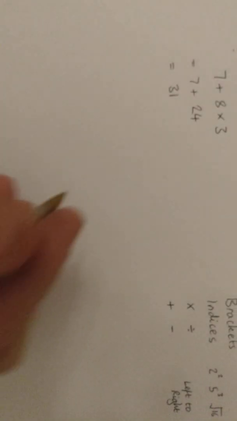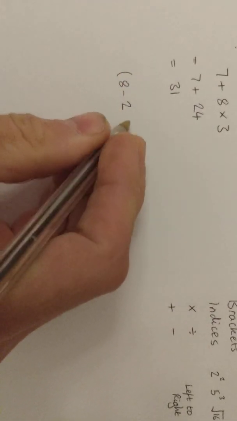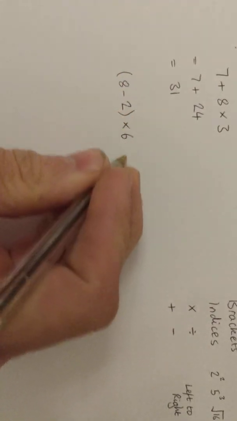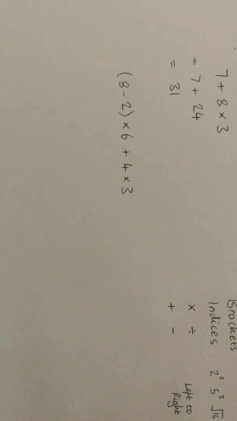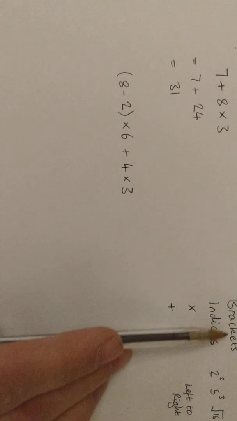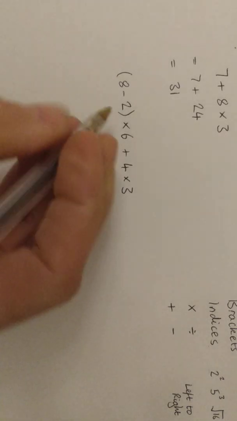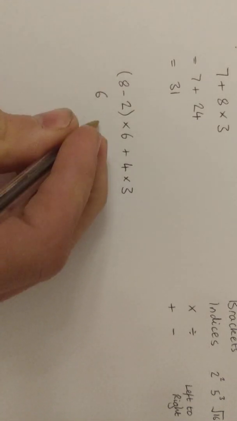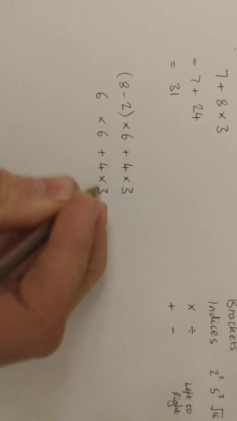Our second example, and this is a slightly more complicated one. 8 minus 2, in brackets, times 6 plus 4 times 3. So here we've got various things going on. Order of priority tells us to check, are there any brackets? There are, so we do that bit first. 8 take away 2 is 6. Times it by 6 plus 4 times 3.